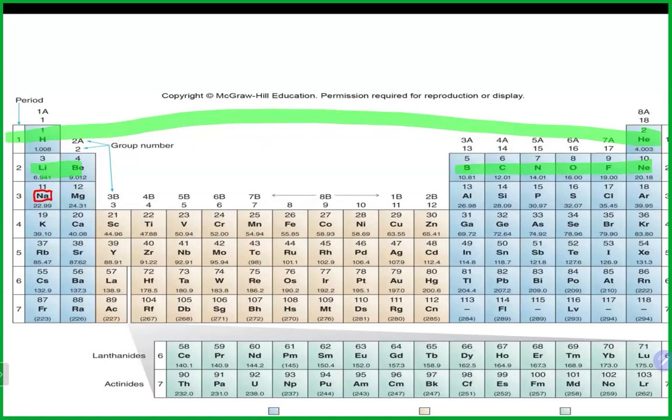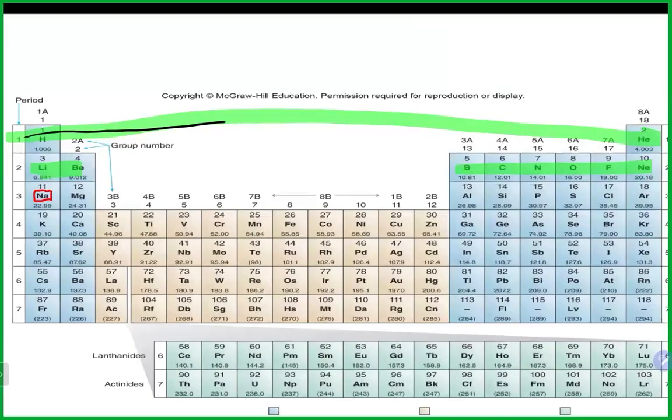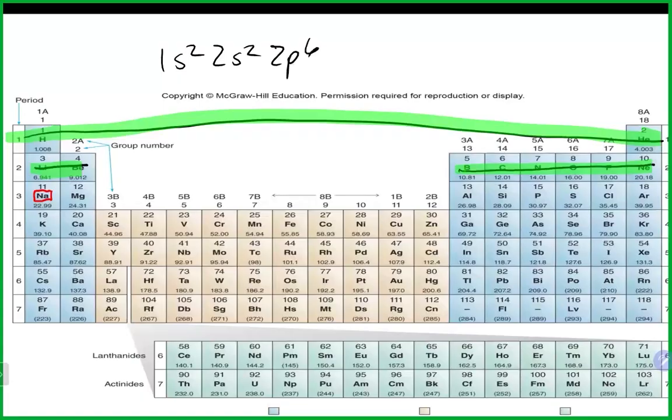I guess I should write that as I'm doing it. There it is. So again, 1s2 to here, 2s2 to there. This is now 2p6 all the way to neon. This is now 3s, and we only go in one spot. 3s1, yeah? And that would be the electron configuration.